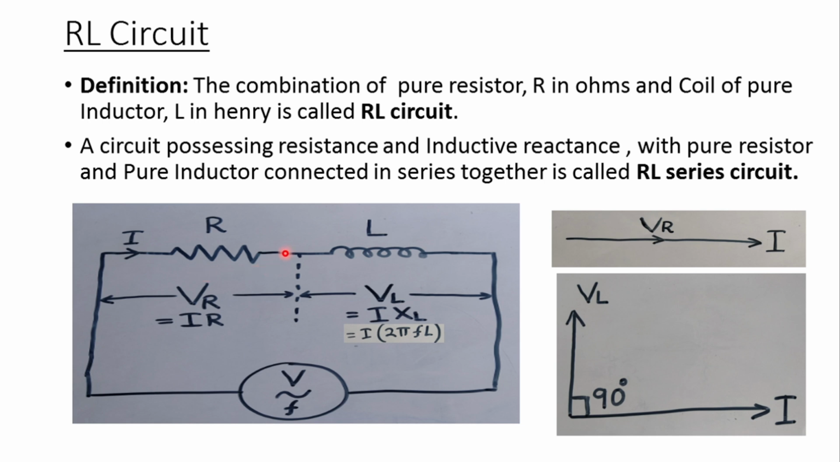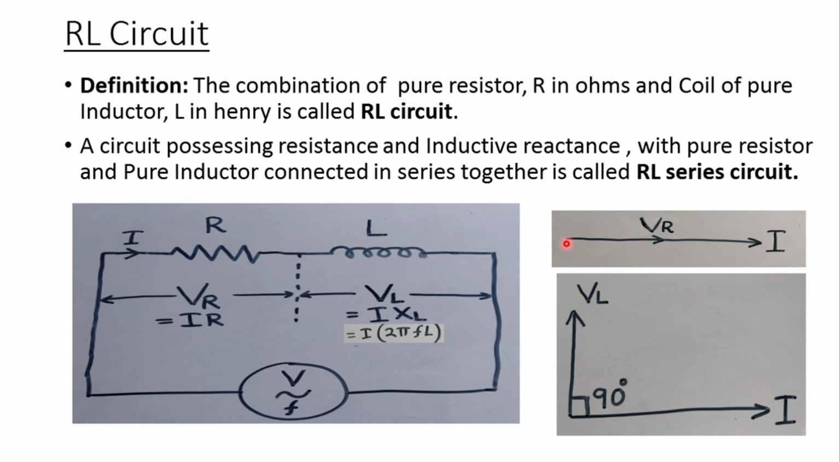The end terminal of the resistor is connected with the start terminal of the inductor. Here a potential difference of V is applied across the series connected resistor and inductor. The voltage drop across R is the product of current and resistance, that is VR is equal to IR, and the voltage drop across L is the product of current and inductive reactance, that is VL is equal to I into XL, where XL is 2 pi FL.